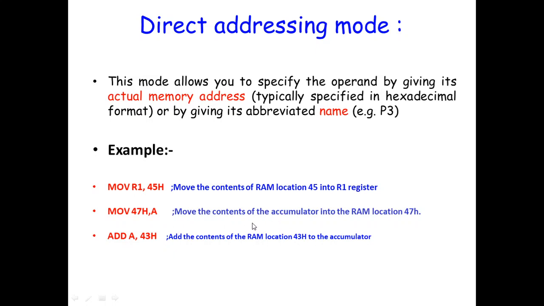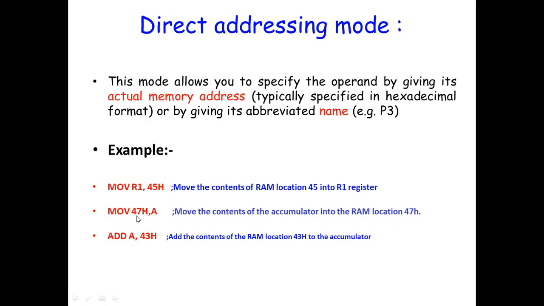Next problem statement is I want to move the content of the accumulator into memory location 47. Means I want to transfer data from the accumulator into one of the memory locations whose address is 47H. As per this problem statement, I am writing the instruction MOV 47H, A. Means this A is your source. Take the data from the source location and pass it to the destination, and here the destination is 47H.